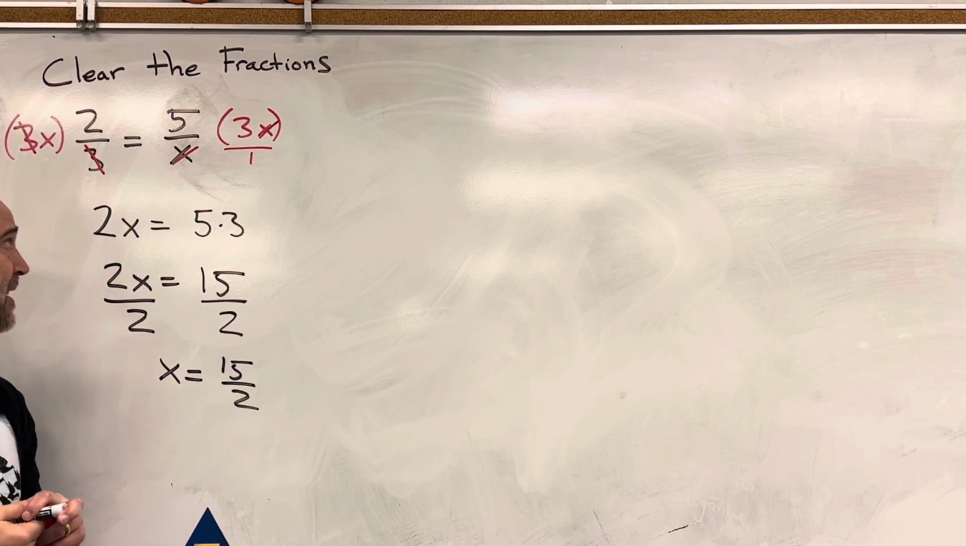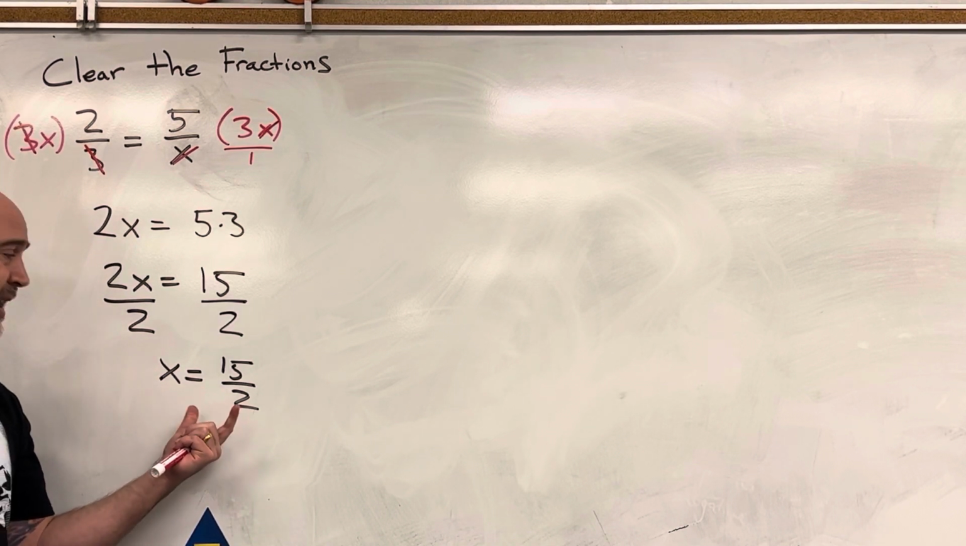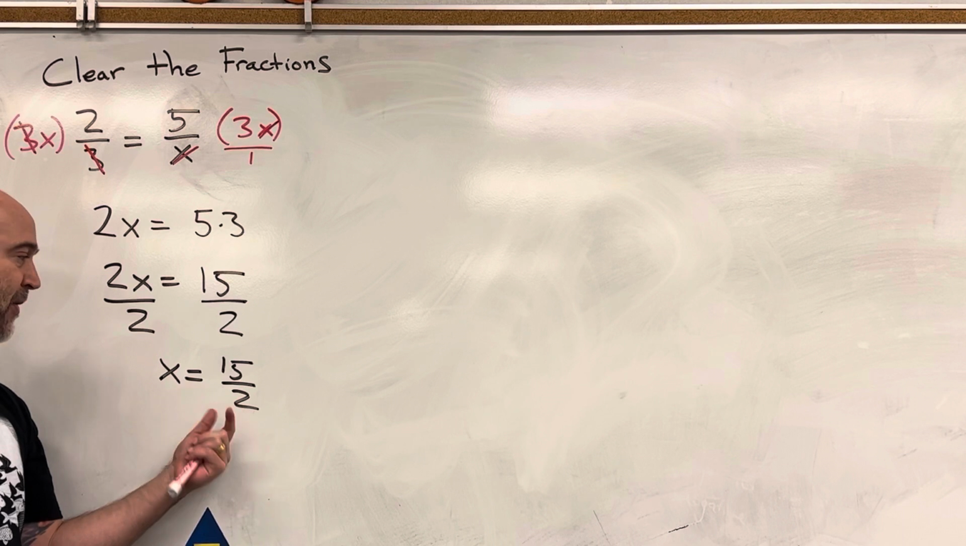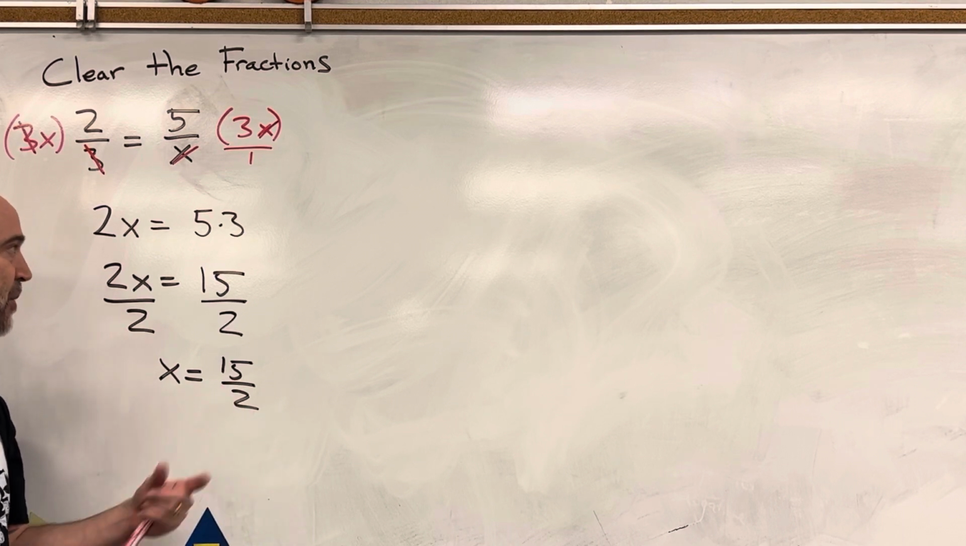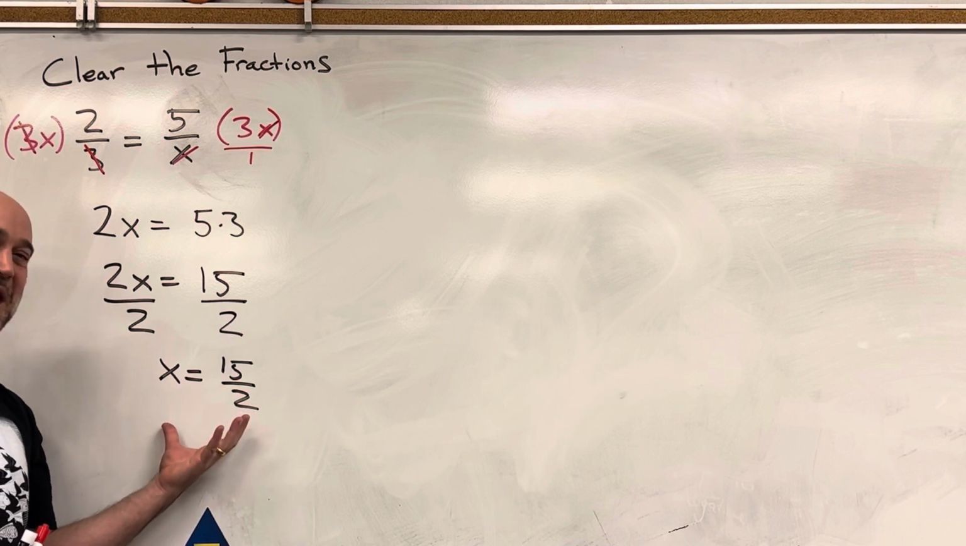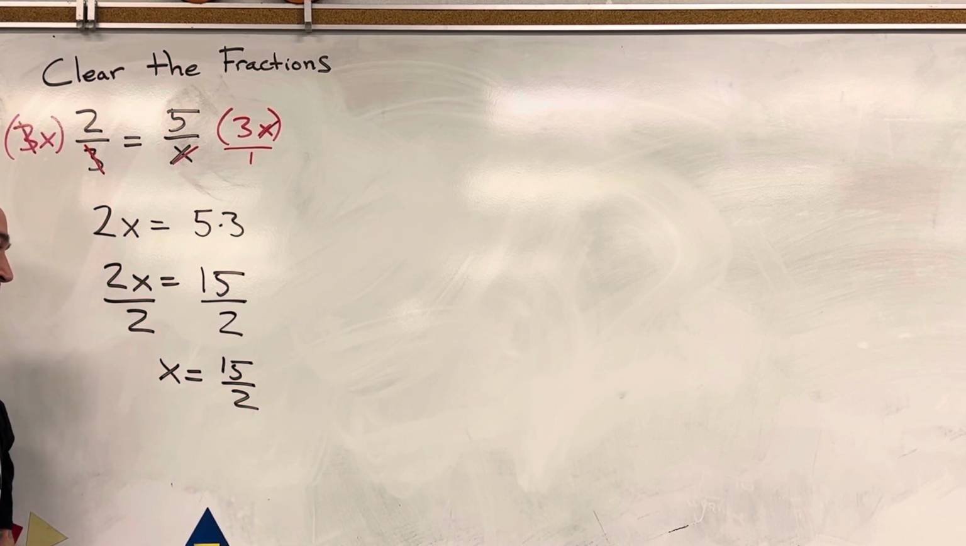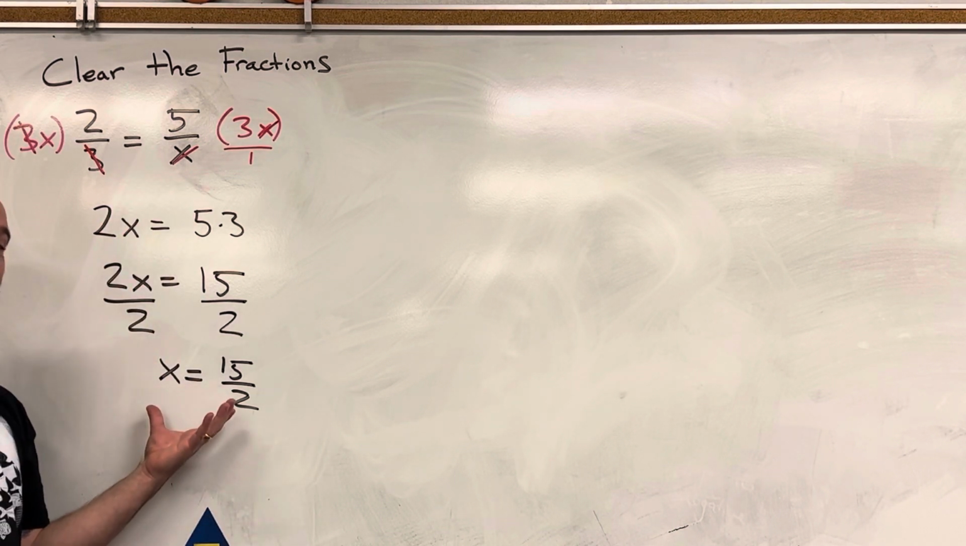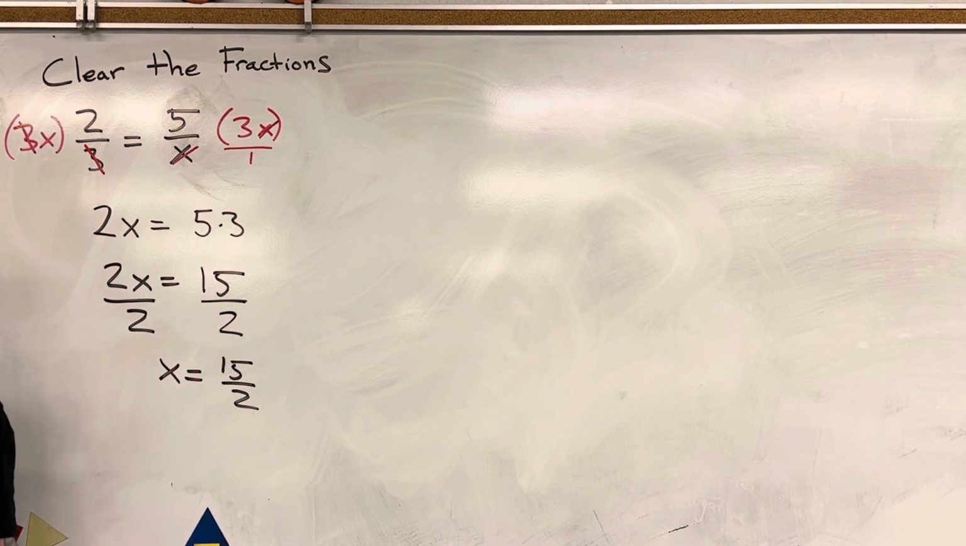Now we could make this into a mixed number, or a decimal, though it's already an improper fraction. But usually, the higher up in math you go, we want to kind of keep these improper fractions if possible. So 15 over 2 is a good answer for our x, and we can always plug it back in to check our work. But for now, how do we solve? This is clear the fractions.